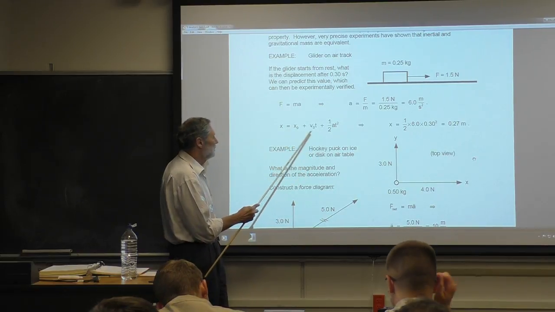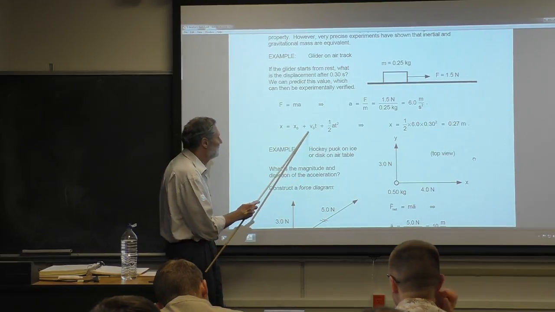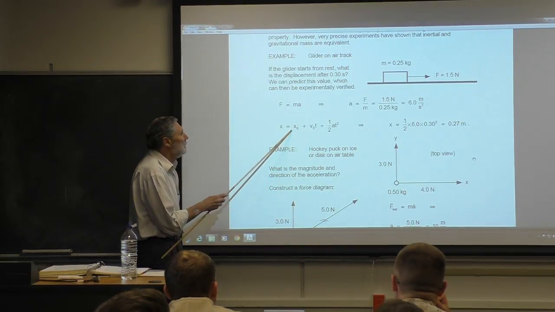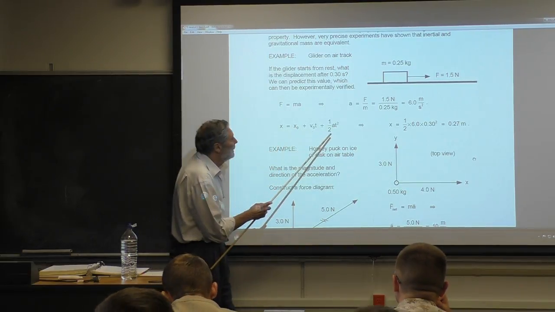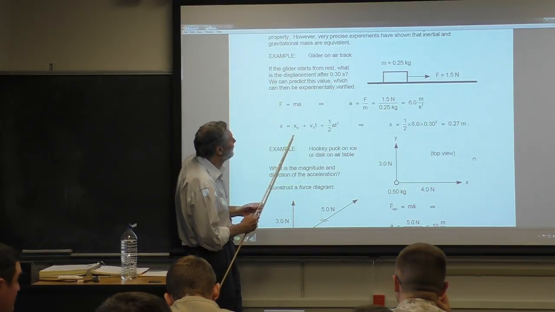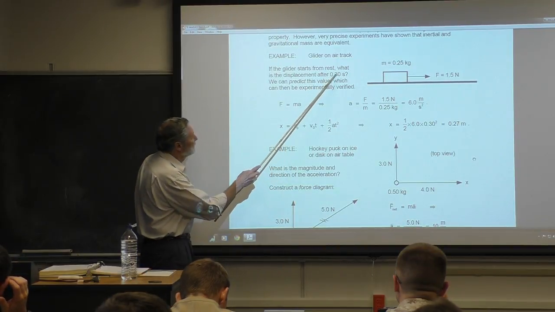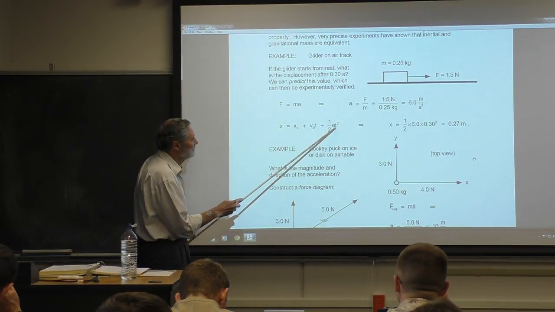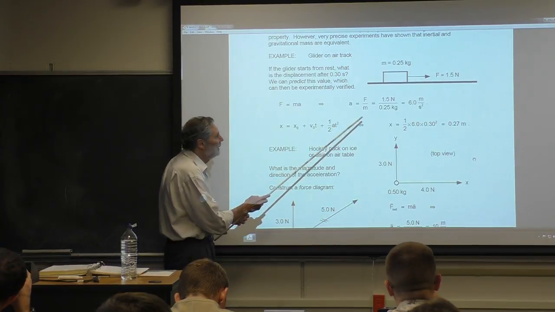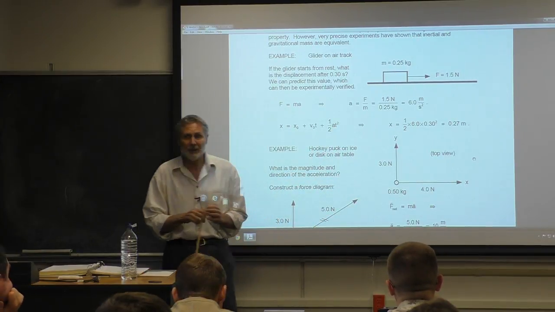And we've been through this so many times. It starts from rest, so this is 0. You can call this a 0. Okay? And we want to know where it is after 0.3 seconds, so we substitute that into t right here, and we get a value. That's where it is.